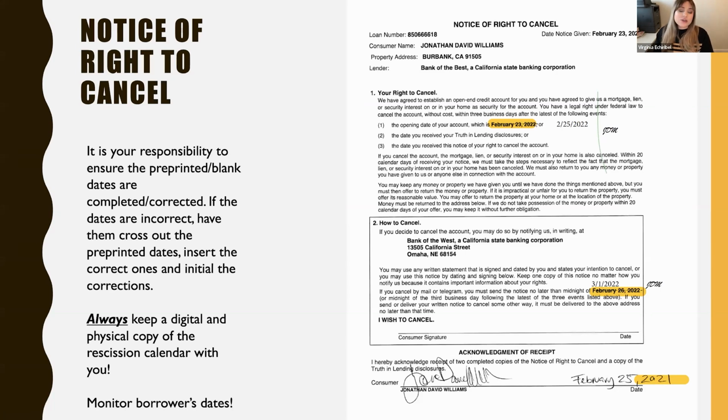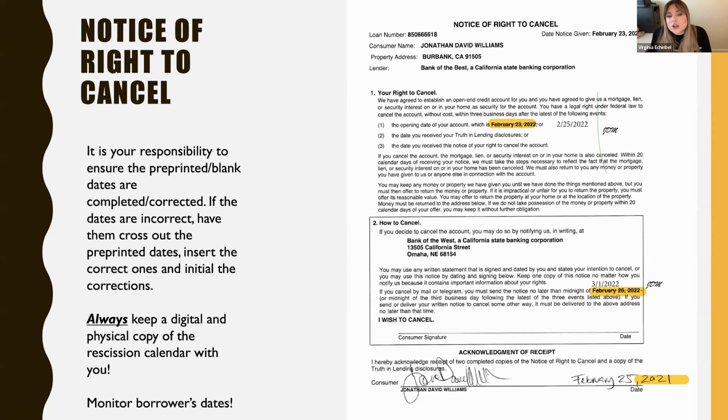Now, sometimes, and we'll see a sample of this in a bit, those dates are blank. Sometimes they're pre-printed. So you want to look at the date that you're signing. That top date's going to reflect the current signing date. So the solution is you cross it off, have the signer enter the current date, have them initial. And that means the right to cancel date, a little lower in the document page, is going to change. So that's why you always keep a copy of that rescission calendar with you. Have a digital one and have a physical one.